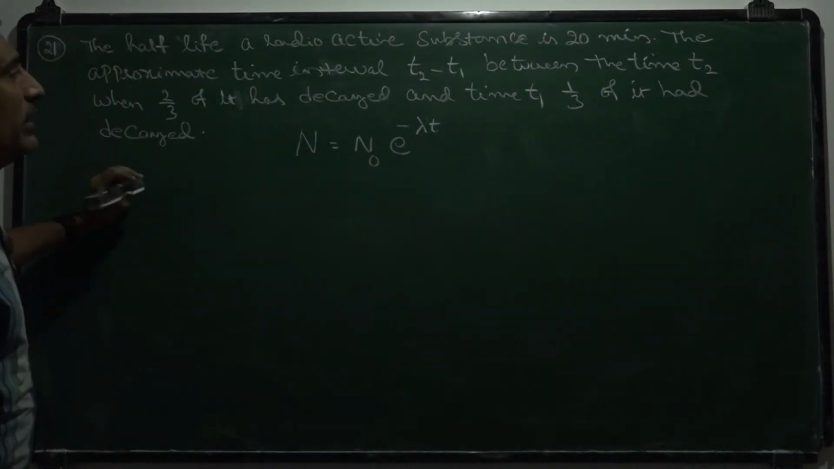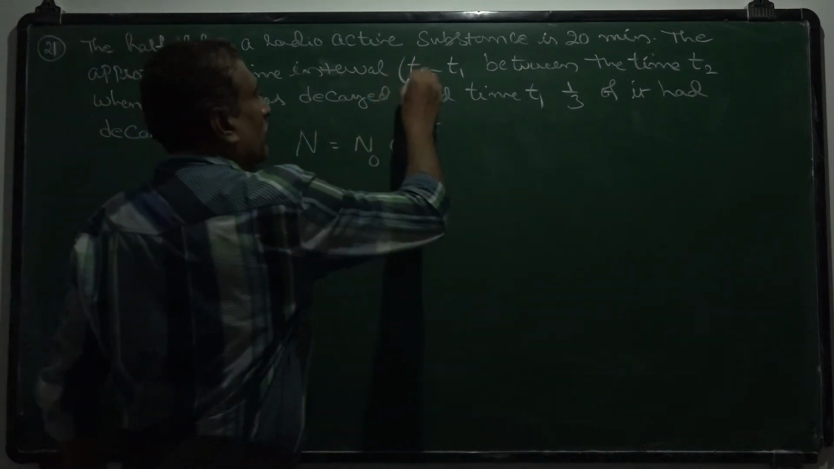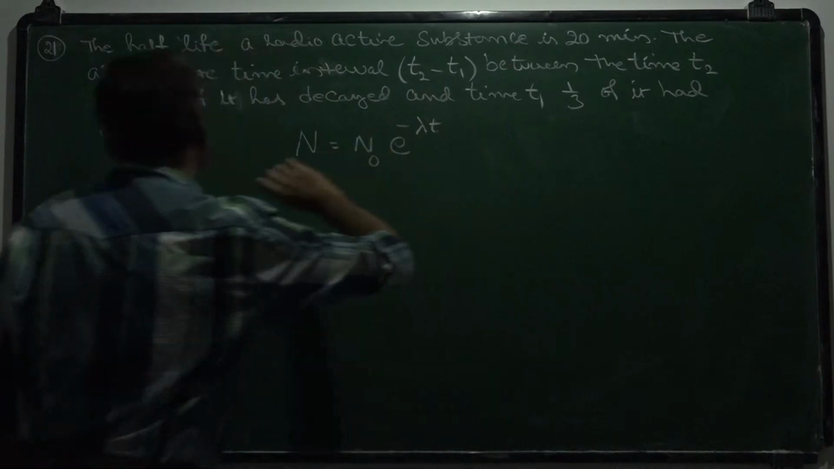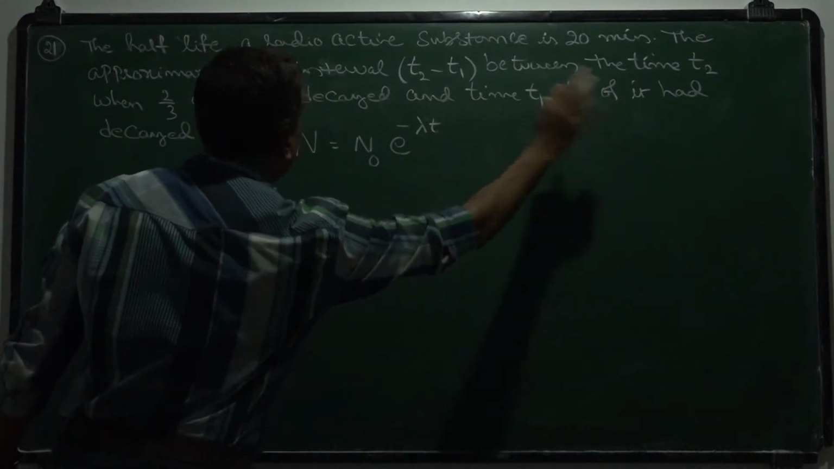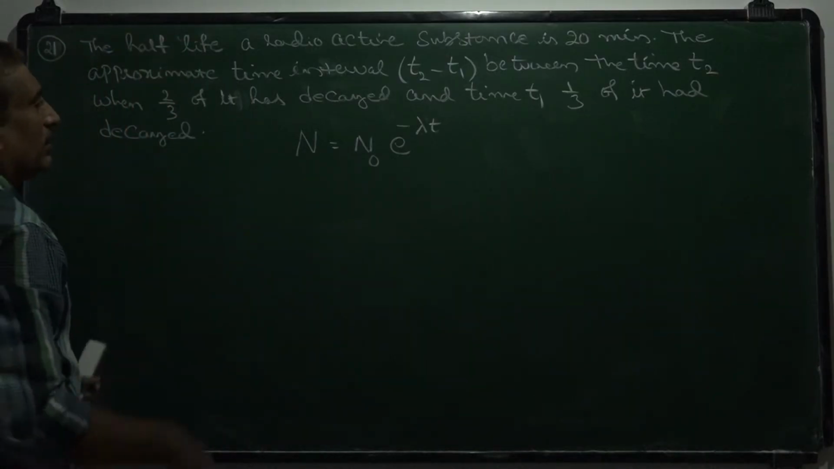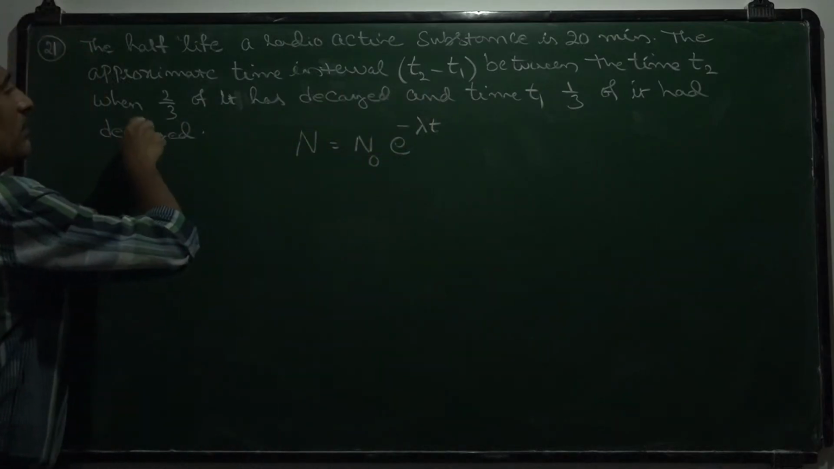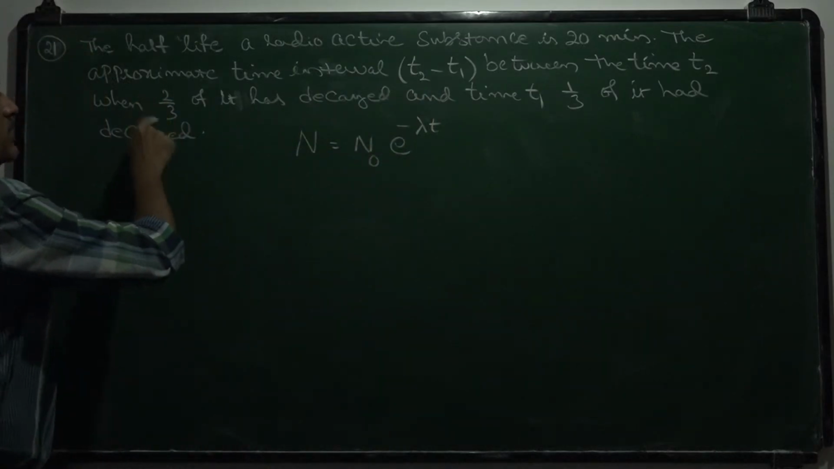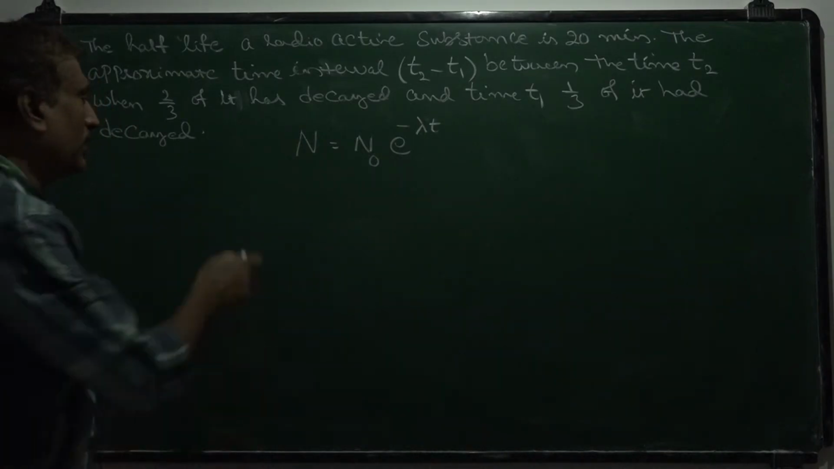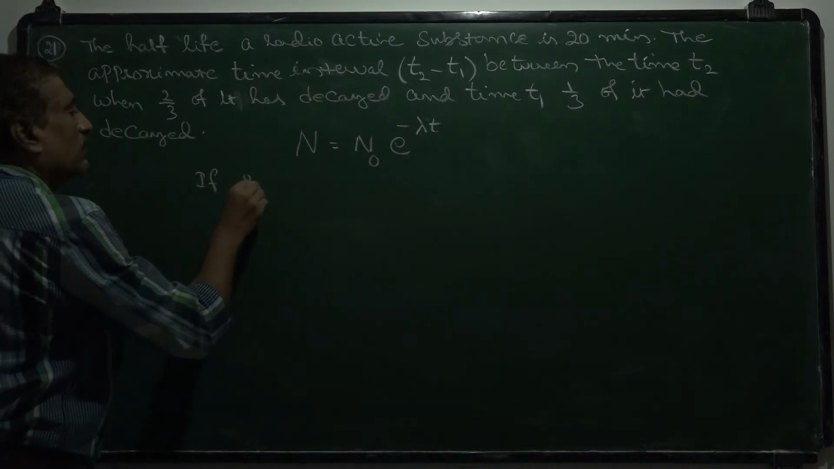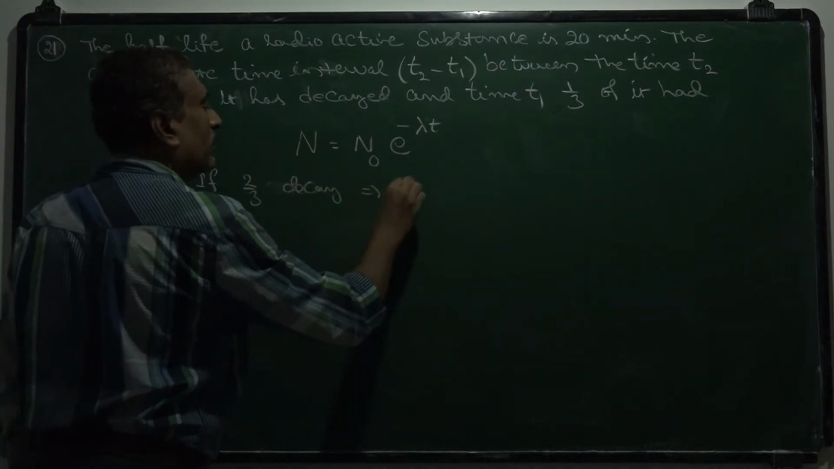The half-life of a radioactive substance is 20 minutes. The approximate time interval T2 minus T1 between the time T2 when 2/3 of it has decayed and the time T1 when 1/3 of it has decayed. Now first case, T2 is the time in which 2 by 3 of it has decayed. That means the remaining one is 1/3. So if 2/3 is decayed, it implies 1/3 is remained.